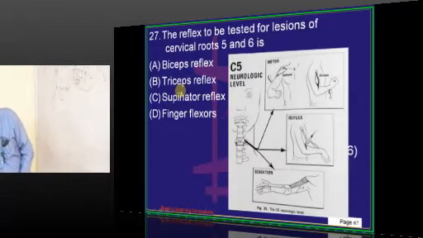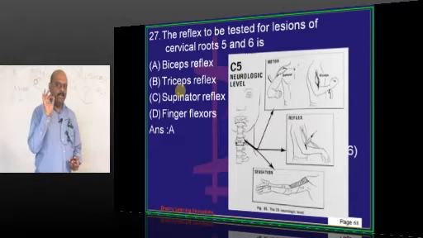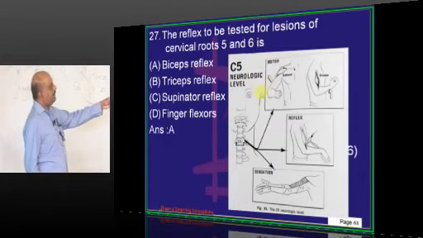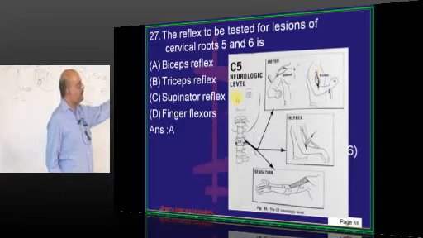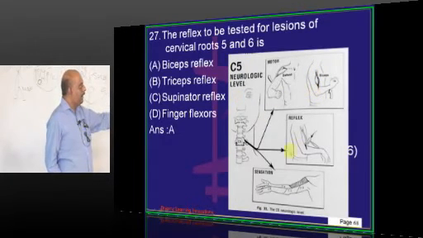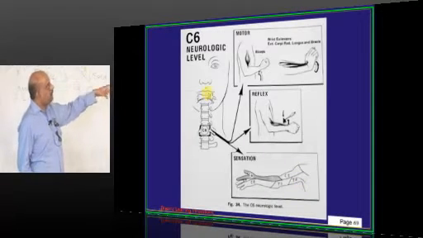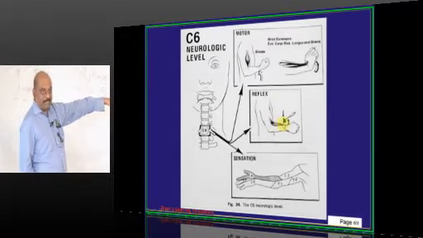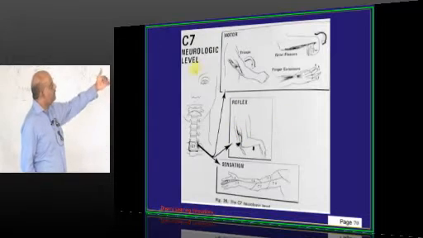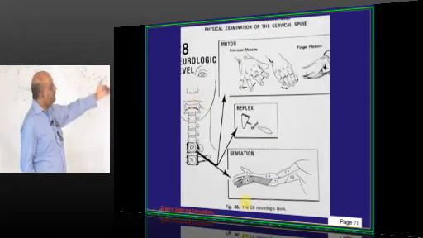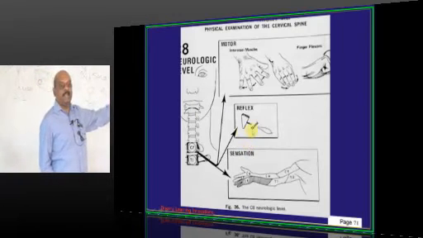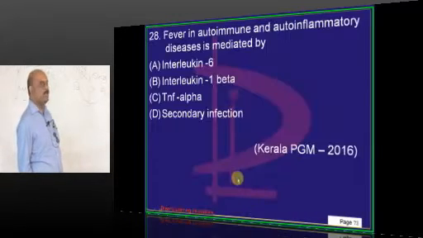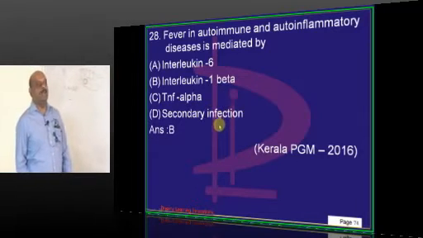C5-6, what is the reflex? Doctor, one question definitely they will ask in tomorrow's exam. So if you look at the various neurological levels, deltoid and biceps is C5, I mean the muscle. And what is the sensory distribution? Similarly, C6, how will you test? You have the supinator jerk for C6. Then C7 you will check the triceps jerk. Then C8 basically there is no reflex related to that. So C5 is biceps, C6 is supinator, C7 is triceps. So be sure. Fever is which? Interleukin 1 beta.